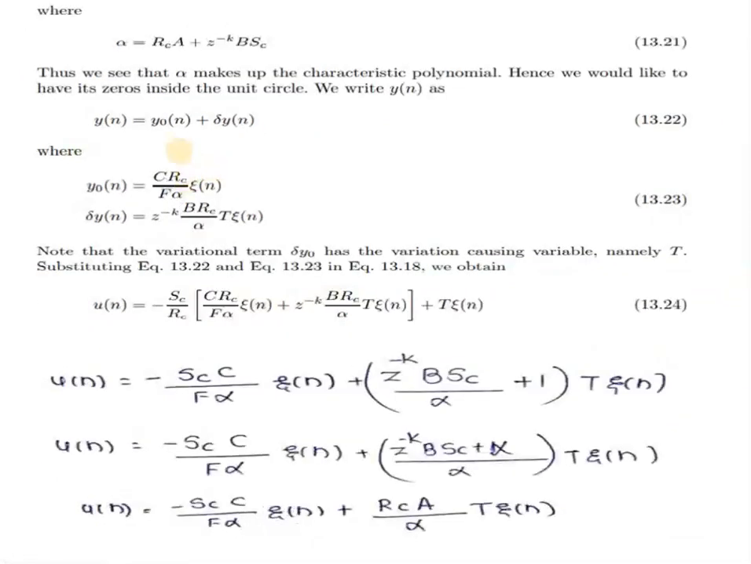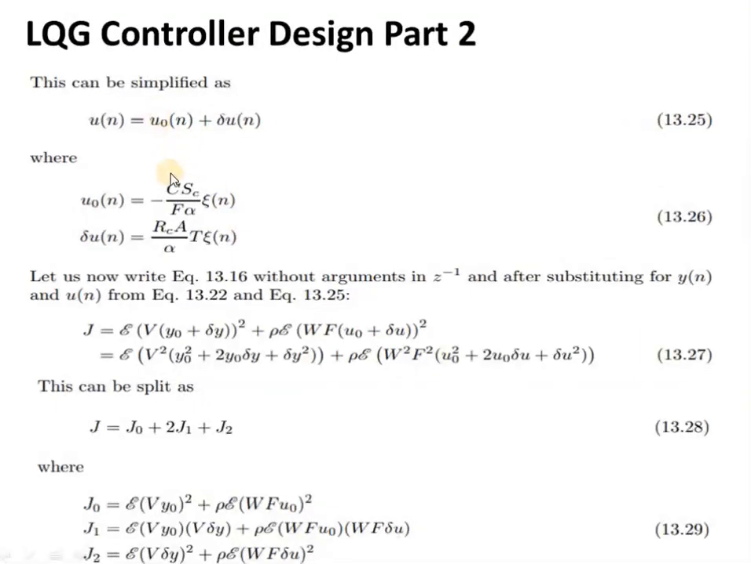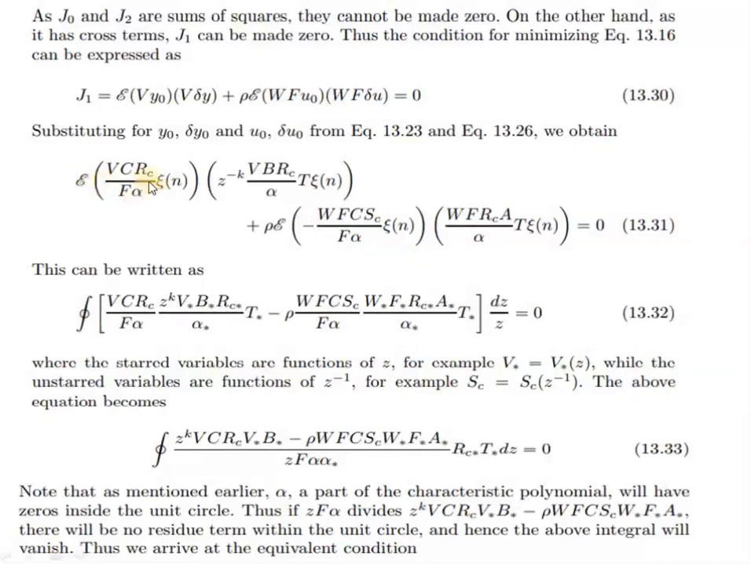Here you can see what is the value of y0. We have to put this value instead of y0, and instead of delta y of n you have to put this value, and at the same time instead of u of n you have to put this value, and for delta u of n you have to put this value. With the use of this, our performance index becomes this whole expression. We have to put all the values of y0, delta y, u0 and delta u. With the replacement we get this equation, and we have to equate all these terms equal to 0.